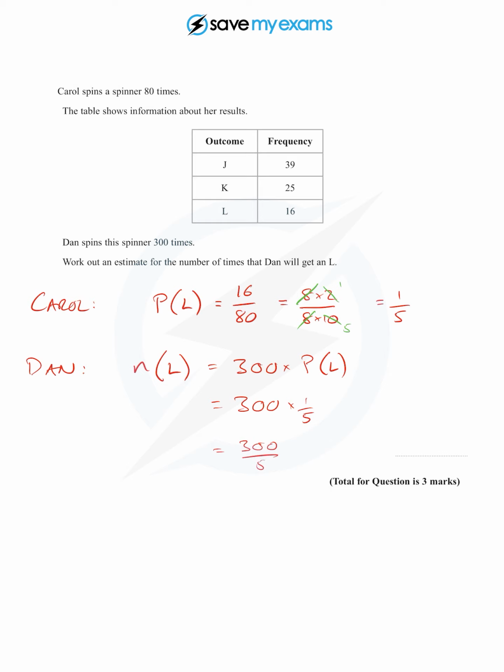And I hope you can see that 30 over 5 is 6, and I've got an extra 0, so that will be 60. You can do that by cancelling or by division if you would rather. And that's that.